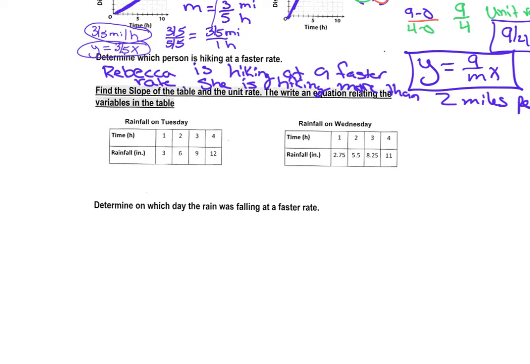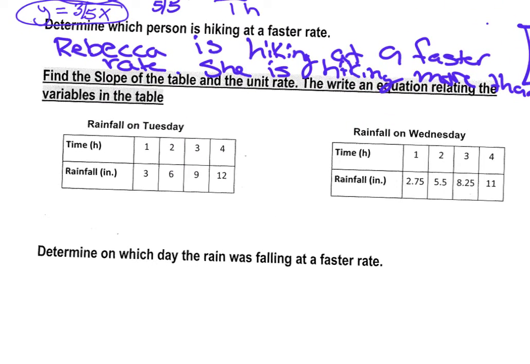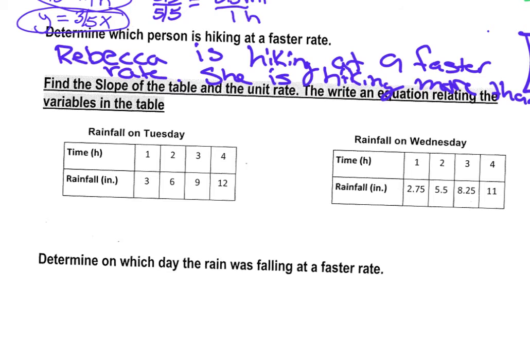Okay, our last set of notes will be dealing with the same thing from a table. So we're going to be looking for the unit rate in the table, okay? So again, we're doing y over x, right? So 3 over 1, or 6 over 2, or 9 over 3, or 12 over 4, all simplify to what? 3 over 1. So our slope is 3.